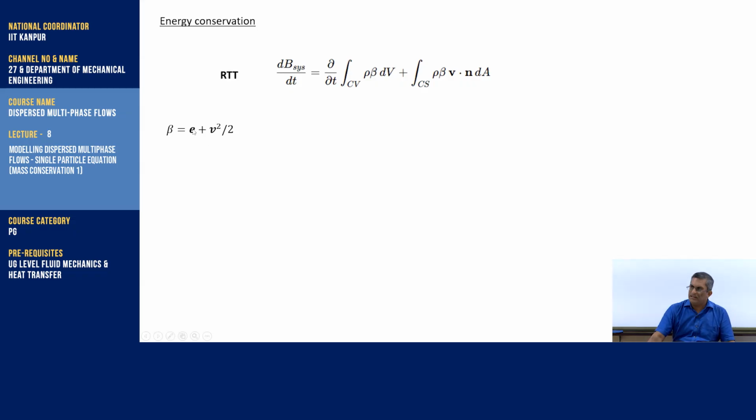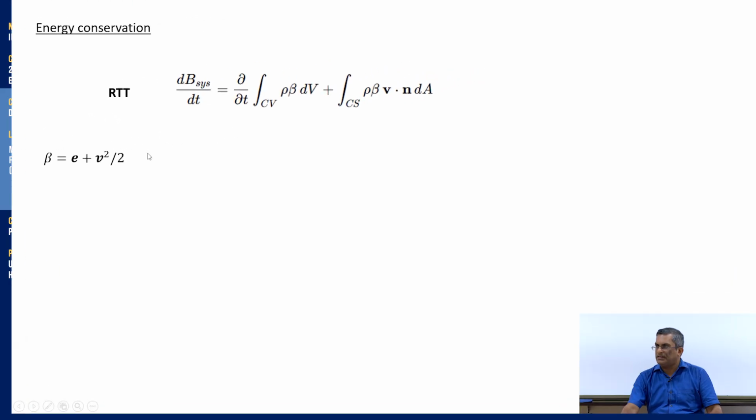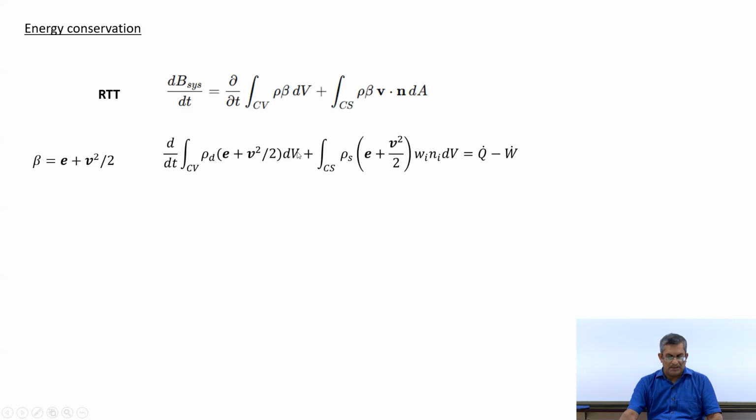The energy, here we are referring to E as internal energy plus the kinetic energy. Okay. So, we plug this into the transport equation. The left side shows the total rate of change of energy of the particle, and according to the first law of thermodynamics, this is equal to the net rate of heat transfer and work transfer.